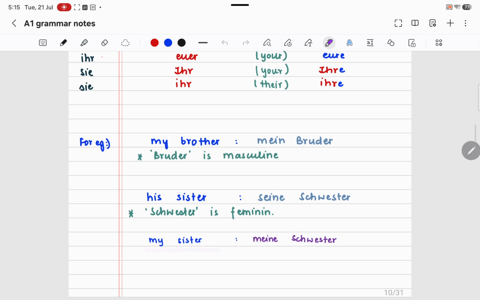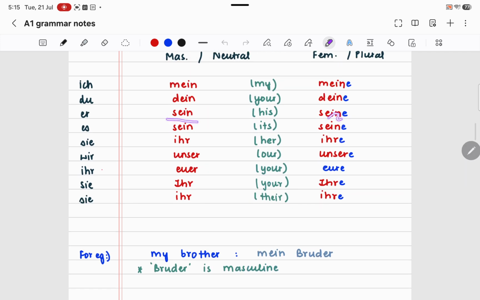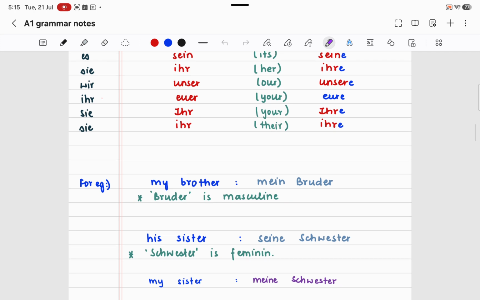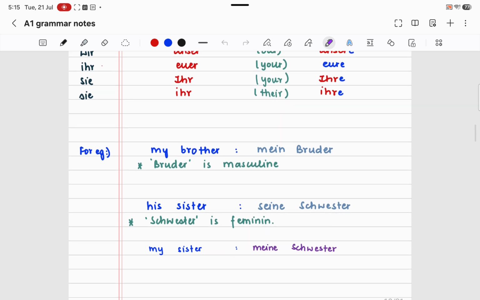If you want to say my sister, now sister is feminine, so it becomes meine Schwester. His sister: for his we write sein and seine, but since Schwester is feminine, it becomes seine Schwester. So that is why we have genders. What your possessive pronoun is going to be depends on the gender of the noun which comes after the possessive article or possessive pronoun.